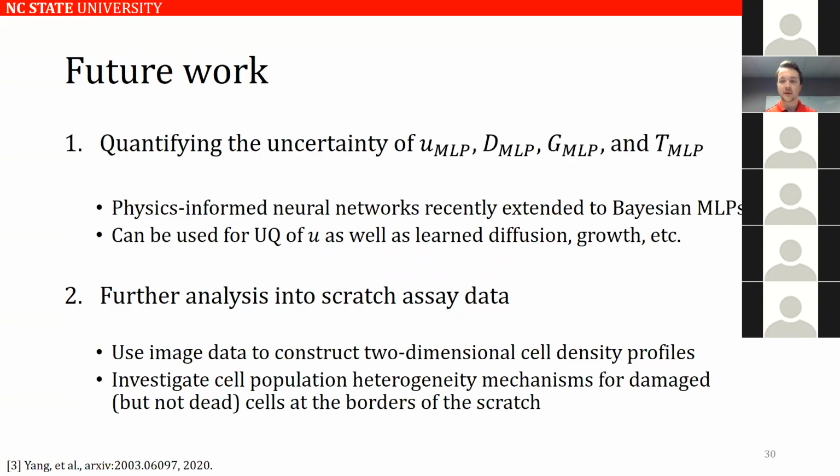And so we discovered this time delay term, but there's a lot more nuanced dynamics going on. So there is further analysis to be done into this particular data set or scratch assays in general. This includes using the images from the beginning of the talk to construct 2-dimensional cell density profiles rather than 1-dimensional, to add a second degree of complexity into these spatial interactions that cells go through, as well as investigating the mechanisms for heterogeneous populations in which damaged but not dead cells at the borders of the scratch interact with the population.